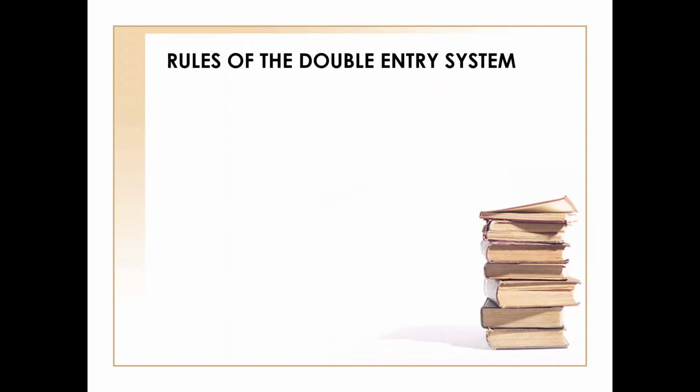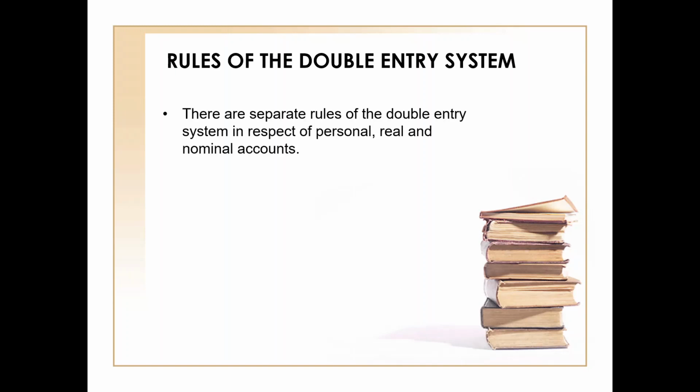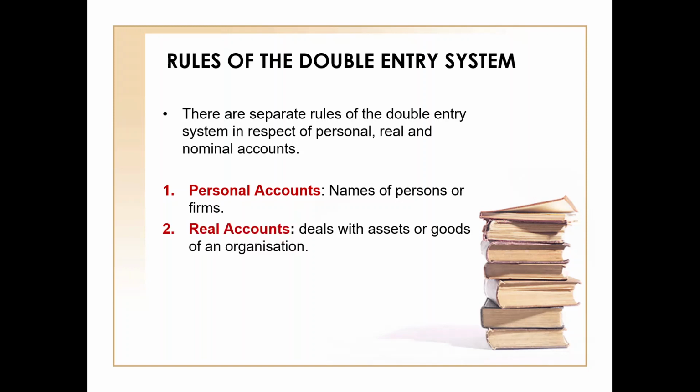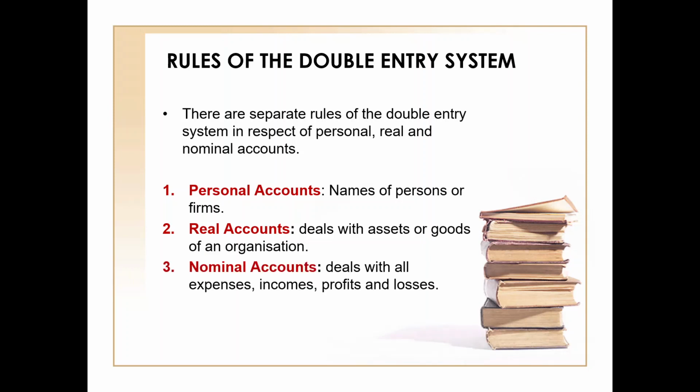Then, what are the rules of the double entry system? There is a separate rule for separate transactions. We'll discuss one by one. The first one is the personal accounts. What are personal accounts? It means the names of a particular person or a firm. How can we identify a person? By calling their name, like Ramesh, Suresh, Ram, Rahim, etc. Right? All these come under the personal account. Then the real accounts. Real accounts are the assets of an organization. Then the nominal accounts deal with all the expenses, incomes, profits and losses.